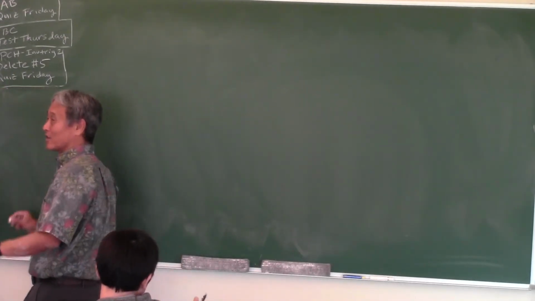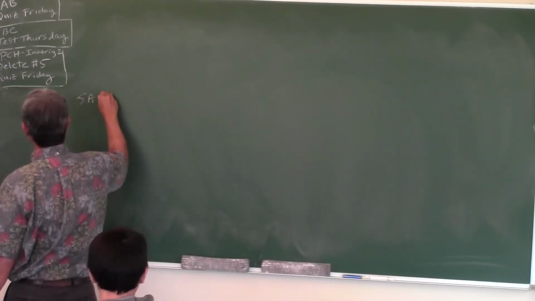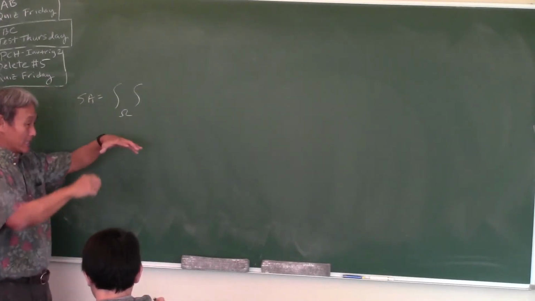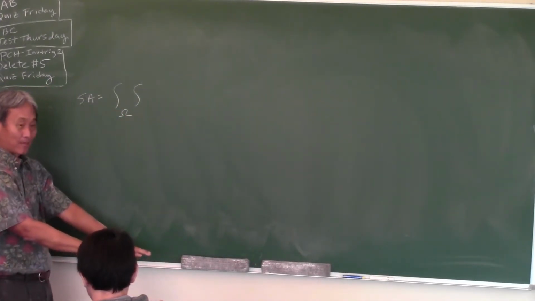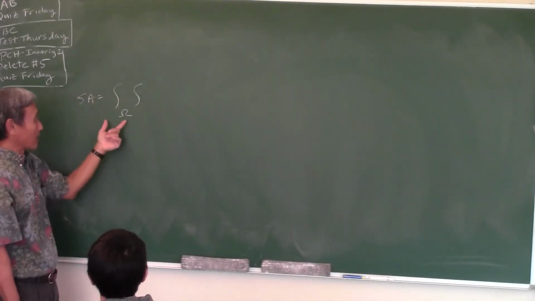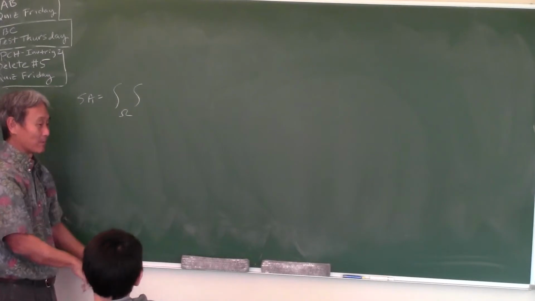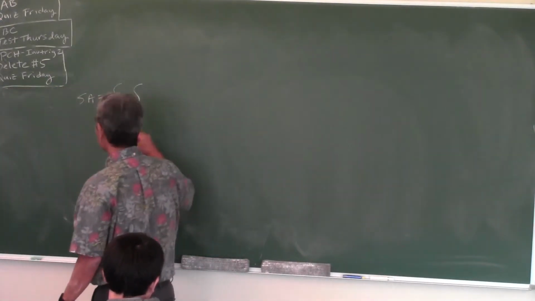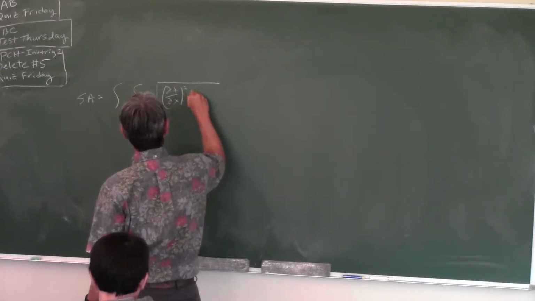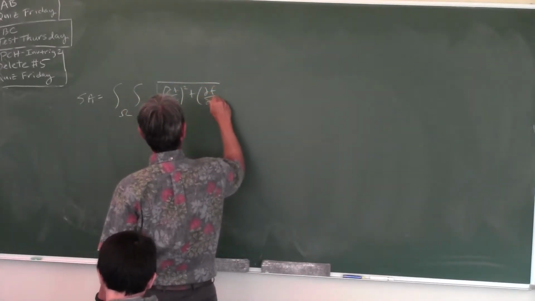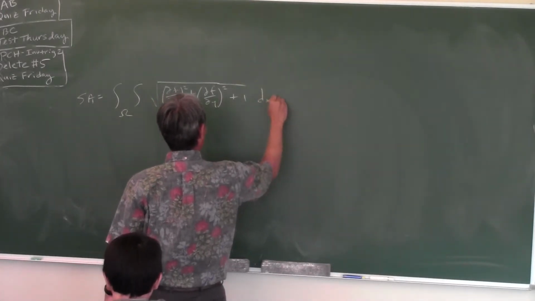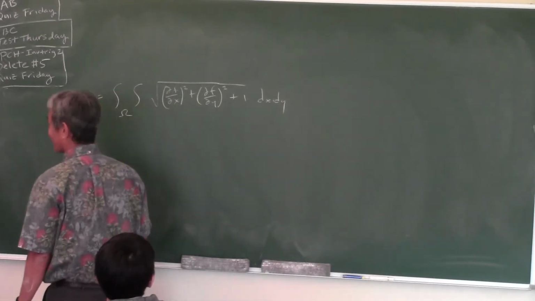Okay, so if you look at your notes, surface area is equal to the double integral over omega. Now, omega is what happens when you smash the surface down onto the xy plane. That's the tricky part. You can have a surface up here, but to get omega, you have to smash it down onto the xy plane. The integrand is the square root of the partial of f with respect to x quantity squared plus the partial of f with respect to y quantity squared plus 1, dx dy, if you're doing it in rectangular coordinates.